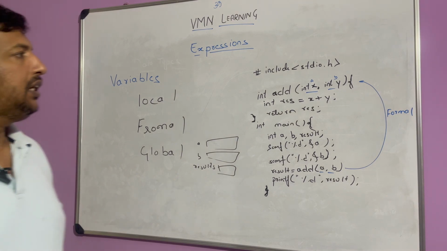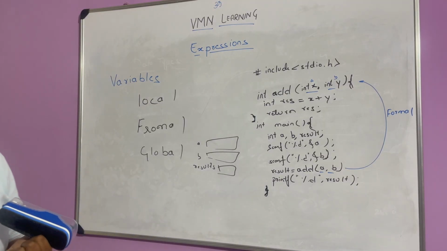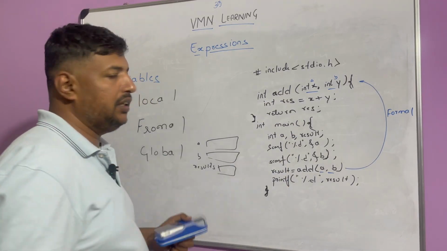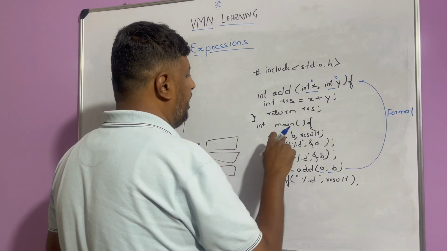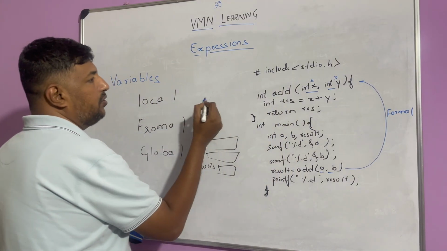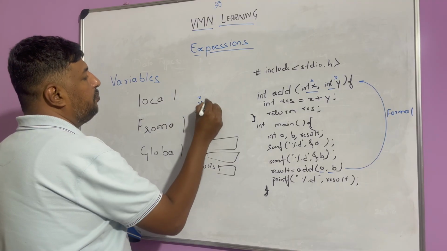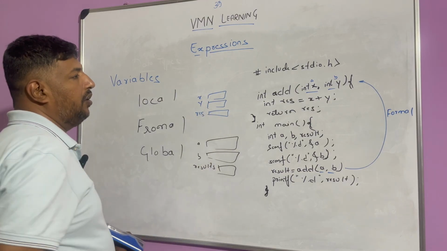Okay, these are called formal variables. Now, what happens is initially we had only three variables displayed here: a, b, and result. Now with this function, we also have another x, y, res memory being allocated.